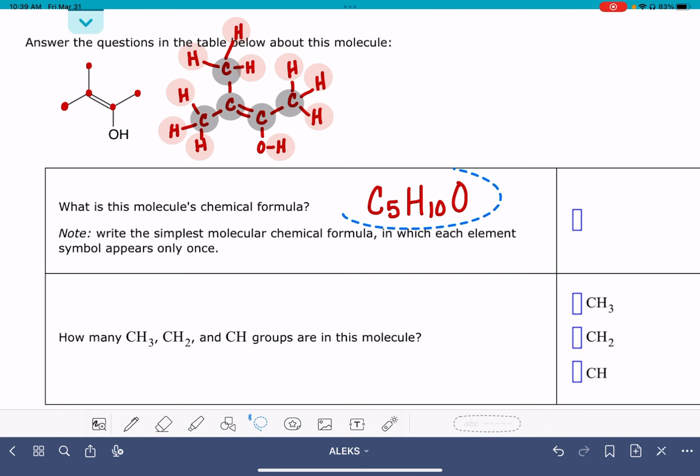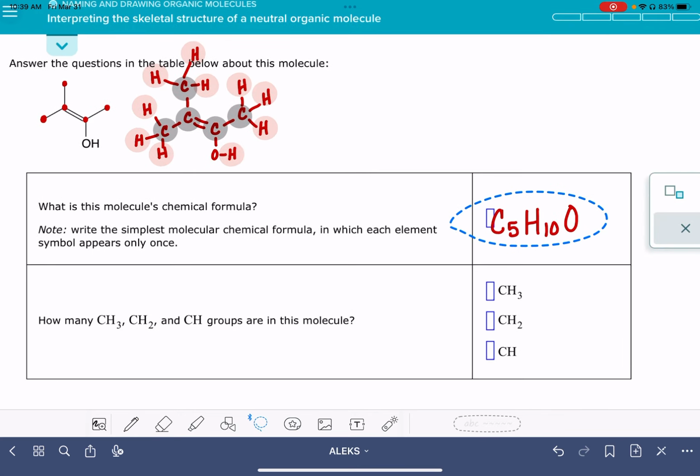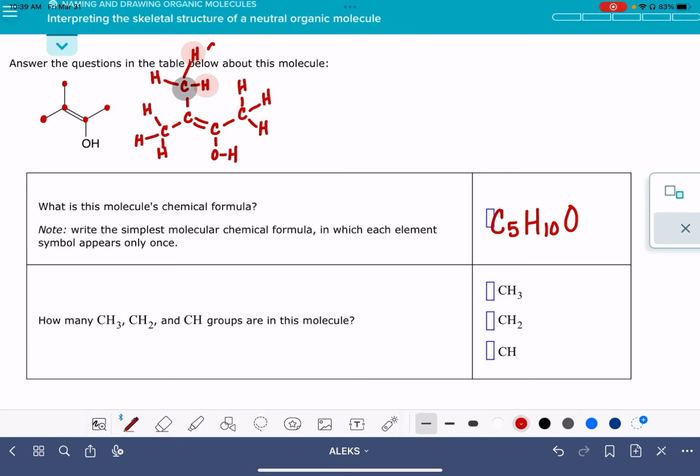Now the last question asks us to count how many CH3, CH2, and CH groups we have. A CH3 is going to be a carbon that has 3 hydrogens bonded to it. I'm going to erase some of this highlighting here. So what we are looking for in this molecule is a carbon atom that has exactly 3 hydrogens bonded to it. And we have one right here. There's a carbon with 3 hydrogens. We have another one right here, and we have a third one right here. That's a total of 3 CH3s.